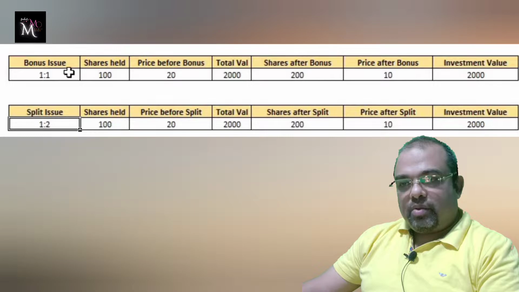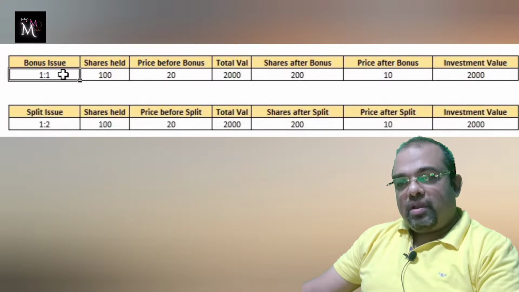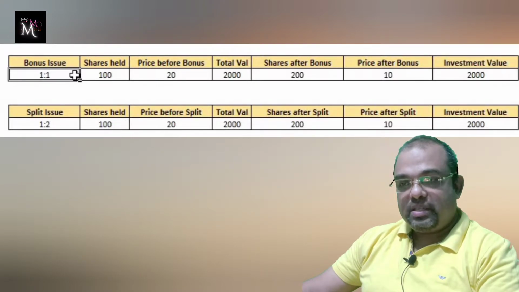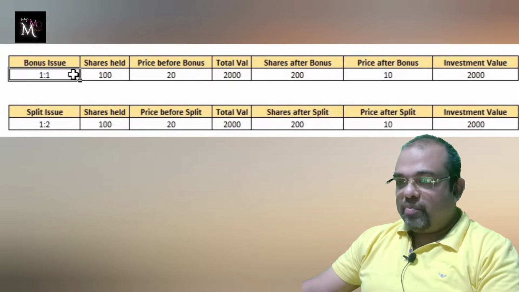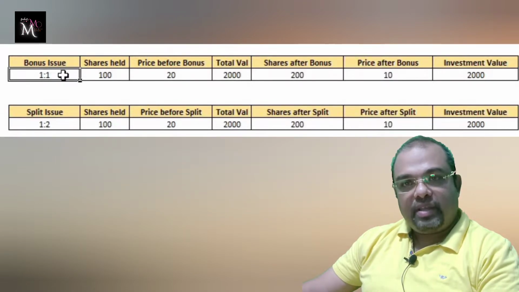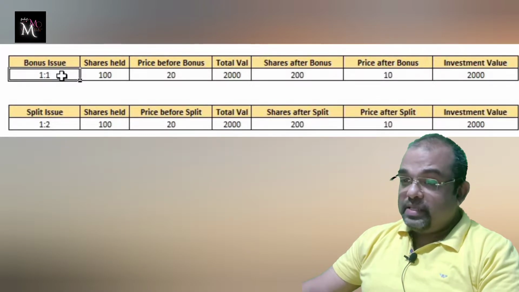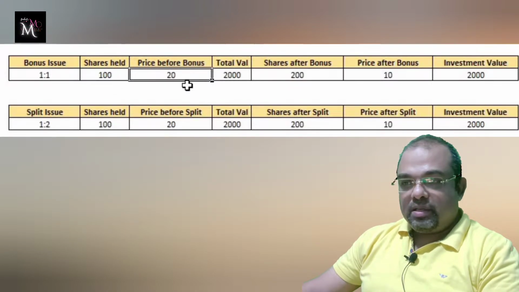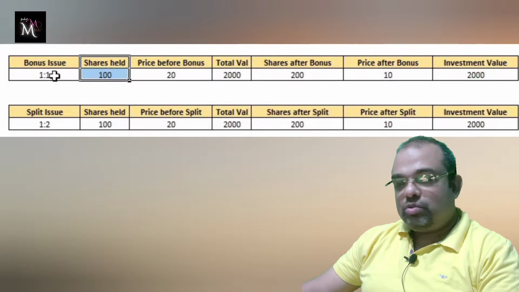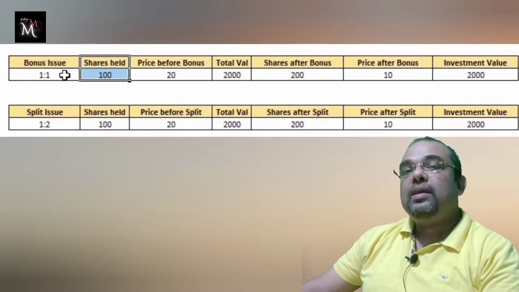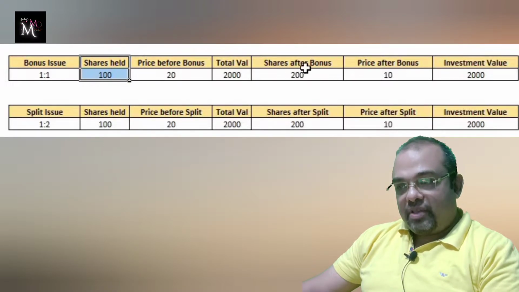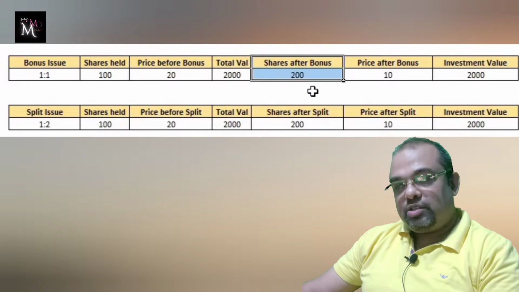So here, what does a bonus issue say? Say if I get a 1:1 bonus from a company, which means for one share that I have, the company is giving me one more share as a free bonus share. Say suppose I have 100 shares in a company, each is worth 20 rupees. So for every share that I have, the company is going to give me one more share free. So after the bonus issue, I'm going to have 200 shares to my name.